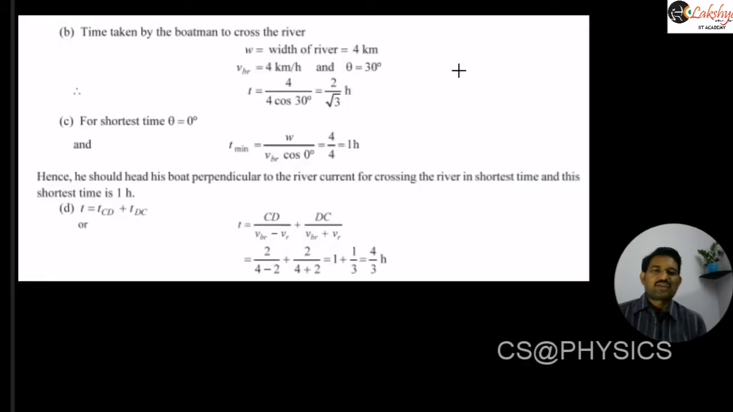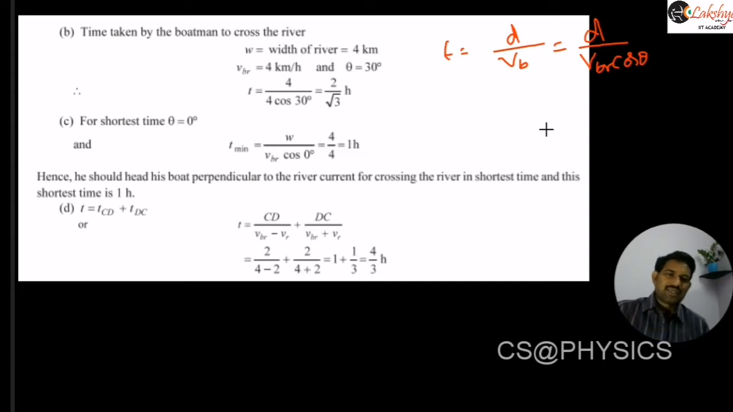So we derived an expression for this time taken as T is equal to the width of the river divided by VB, or you can write this as D by VBR cos theta, if you are taking theta with the normal. So either of these values you can substitute here, or we also mentioned a formula where we can write this value by using the Pythagoras theorem.